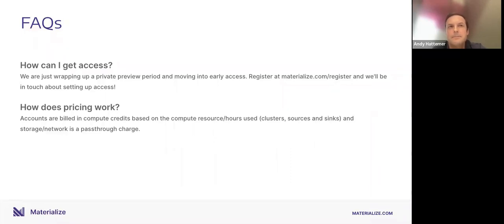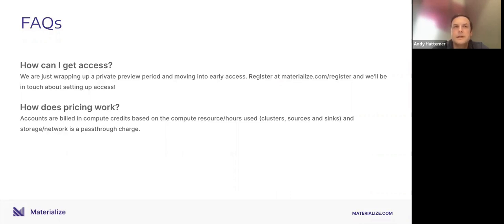We're just wrapping up a private preview period where we've gotten a lot of feedback from our preview participants, and we're going into early access. You can register at materialize.com/register. We'll be in touch about setting up access.